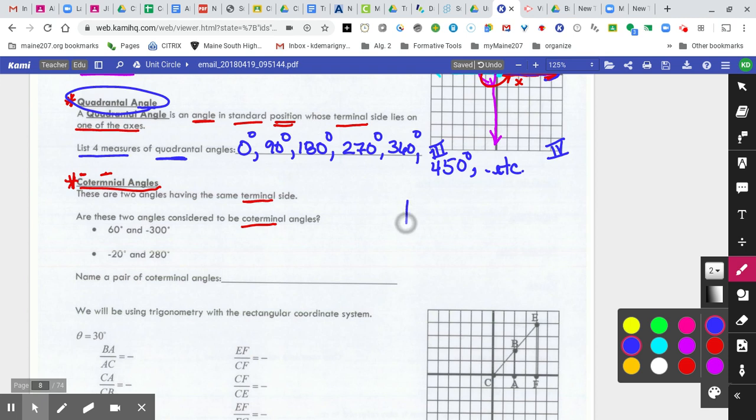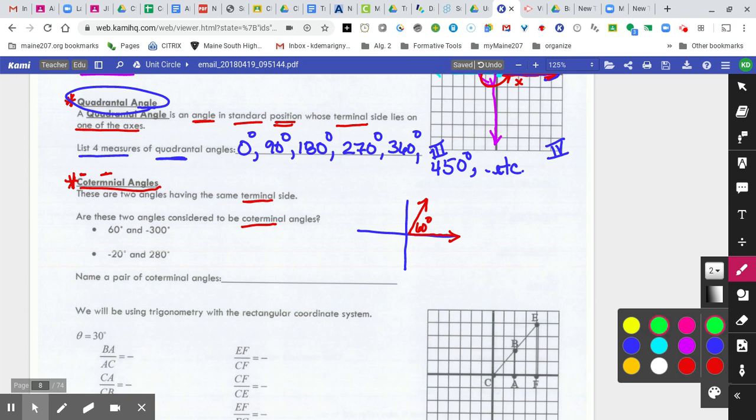All right, so what I'm going to do is draw an axis really quickly, and you're going to be able to do that yourself. The first one I'm going to draw is a 60-degree angle. So I'm going to start here, here's my initial side, and a 60-degree angle will go about here. So we'll call that 60.